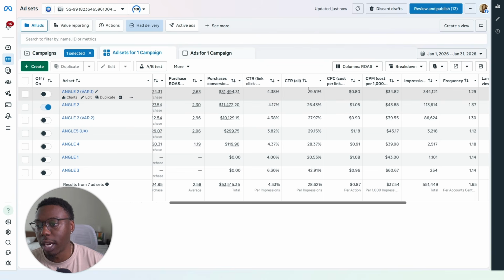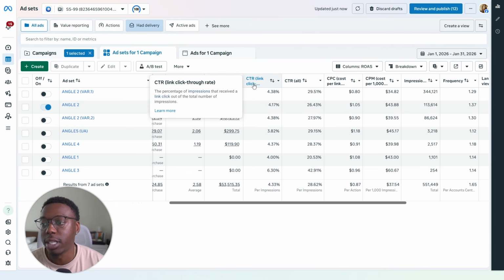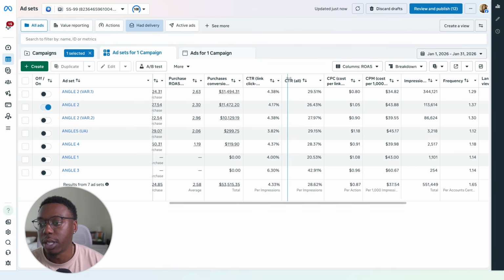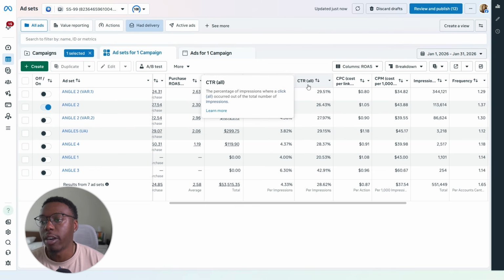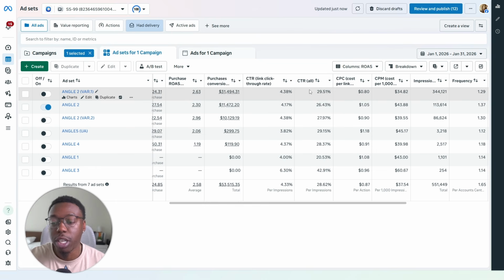The next thing that I'm going to take a look at is CTR all versus CTR link click-through, right? So there's a difference between these two metrics. CTR all, and this is actually being actively changed right now, is just the metric of what percentage of people click on your ad in general, whether it's to hit the see more button, or to like, comment, engage. Facebook's actually changing that metric now to have a separate metric for people that specifically like, comment, and share. But as it currently stands, CTR all is just what percentage of people that see your ad actually click on it.